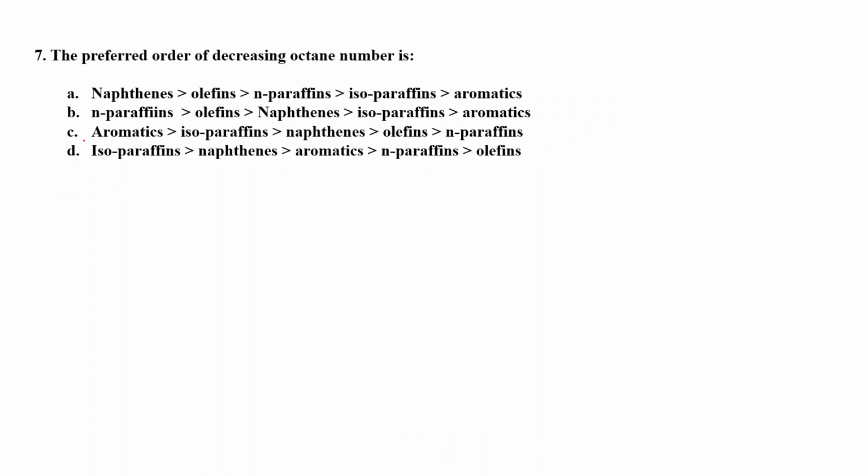The preferred order of decreasing octane number is, as I told, aromatics show better octane number and N-paraffins show bad octane number. So the option is aromatics greater than isoparaffins, greater than naphthenes, greater than olefins, greater than N-paraffins.